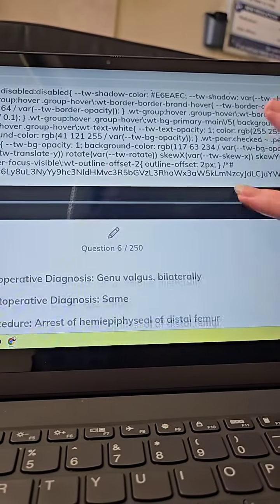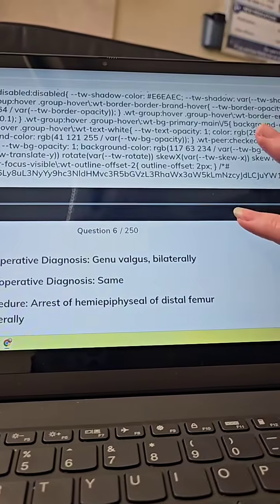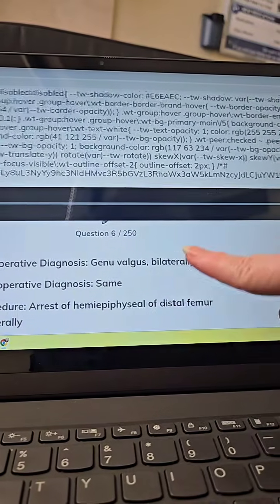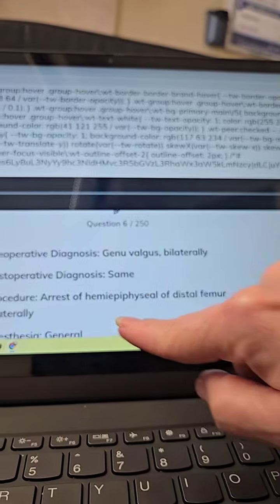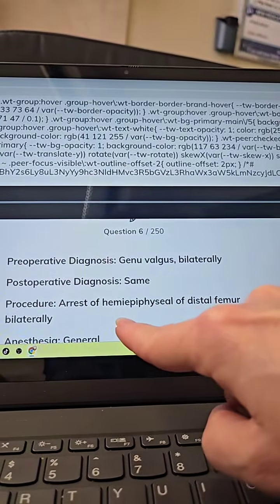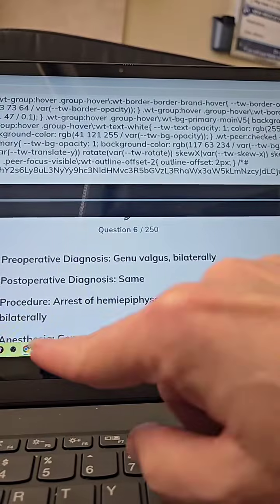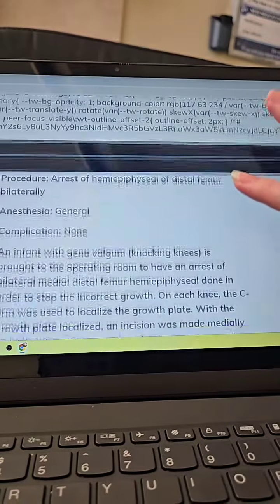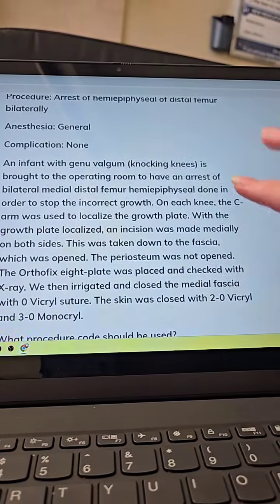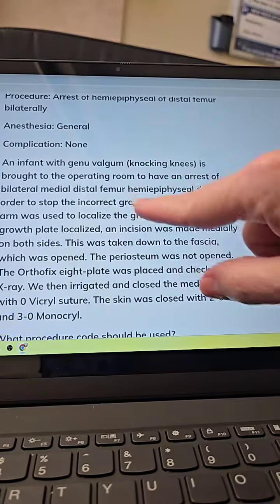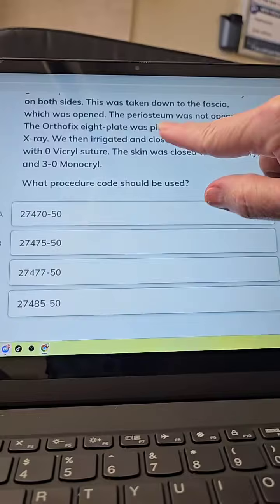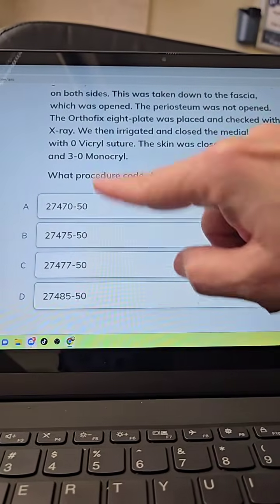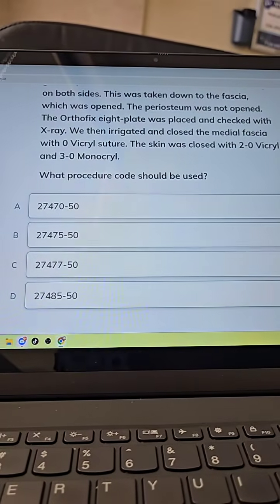All right, our next one is that we're doing a hemipharyngeal femur bilateral. My mom is having a femur repair today too. It's kind of interesting. All right, we got an infant with knocking knees. All right, so we don't have to worry about the modifier because it's the same modifier on every single answer.